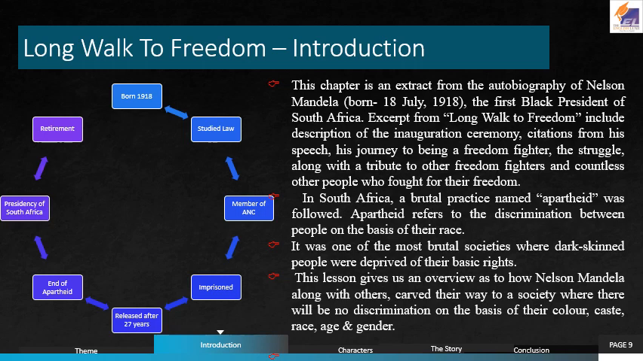In South Africa, a brutal practice named apartheid was followed. Apartheid refers to the discrimination between people on the basis of their race. It was one of the most brutal societies where dark-skinned people were deprived of their basic rights. This lesson gives us an overview of how Nelson Mandela, along with others, carved their way to a society where there will be no discrimination on the basis of color, caste, race, age, and gender.